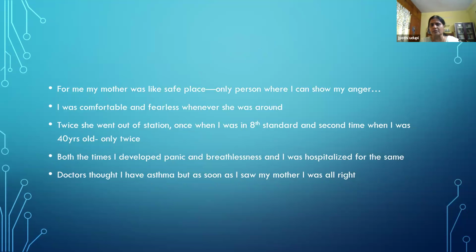Twice she went out of station. Once when I was in 8th standard, and the second time when I was 40 years old. Only twice she left me and went. Both times I developed panic and breathlessness, and I was hospitalized for the same. Doctors thought I have asthma, but as soon as I saw my mother, I was all right.